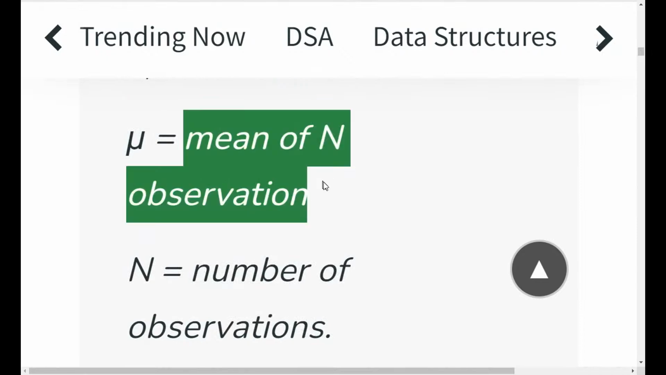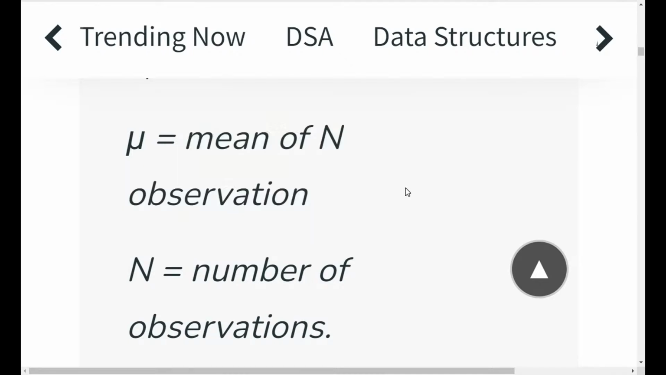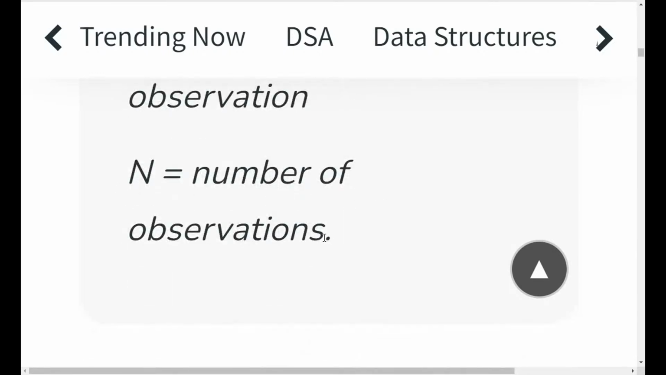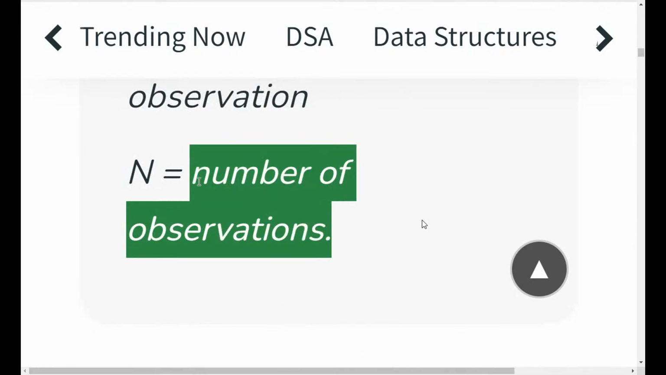What does it mean? N is the total number of observations, capital N. It is the average of all the observations. So how many observations have we done? If you have taken marks for 10 students, the average of all those students is the mean. Capital N equals 10. What do you call this symbol? Mu only. N is the number of observations that we have done on the data.